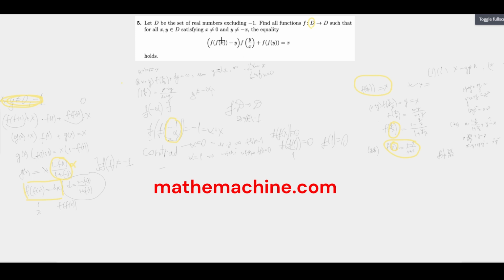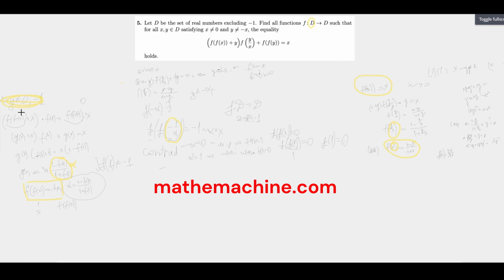We have a functional equation that holds for functions whose arguments are real numbers excluding -1, and the value of the function is also a real number excluding -1. This is an important fact that we'll use. There are some other auxiliary conditions, and so the equality holds.